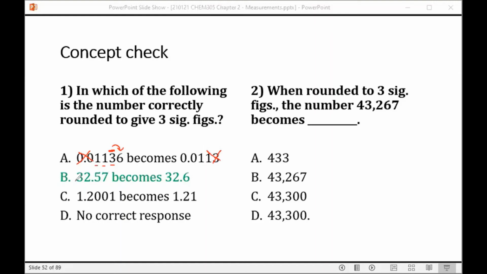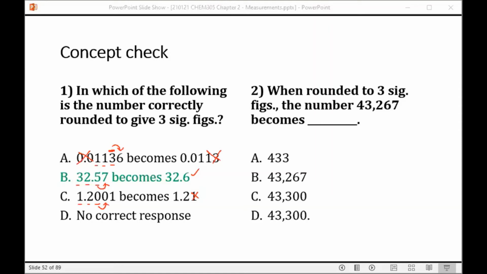32.57, you want to round that to 3 sig figs. So you count 1, 2, 3 sig figs over. You look to the right. So the 5 should get rounded to a 6, which is what happened. And here, 1.2001, you count 1, 2, 3 sig figs over. You look to the right. It's a 0, so it should stay as 1.20. You shouldn't have to round that one up.